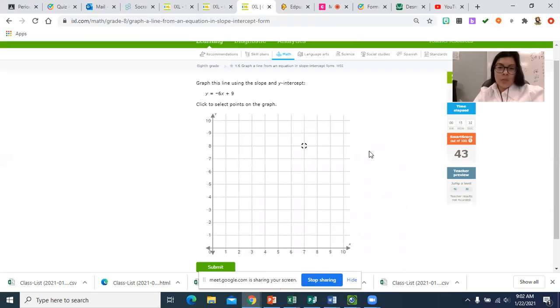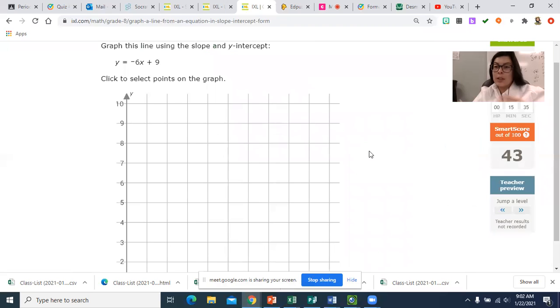All right, next one. Okay, so I do the same process again. What's the y-intercept? The number without x or y. It's 9. So I put a point where for the y-intercept? Always on the y-axis. Always, always, always. Put a point there. Then what is my slope? The number in front of x.